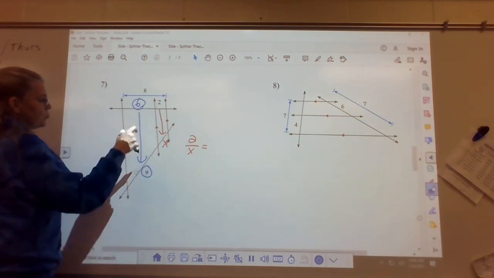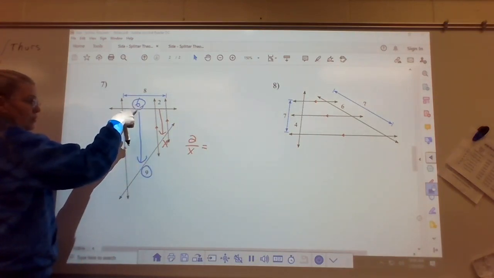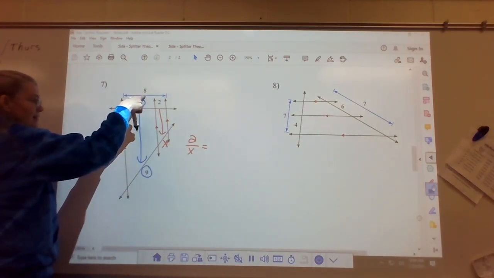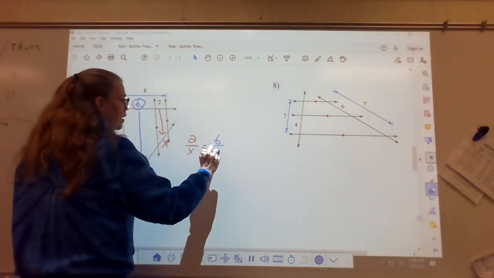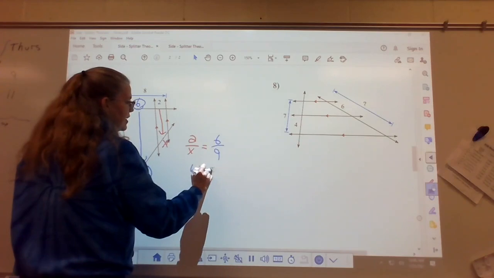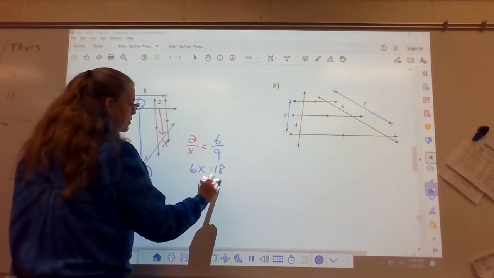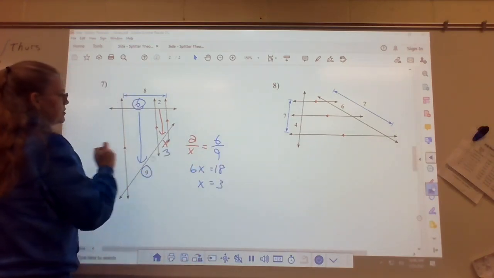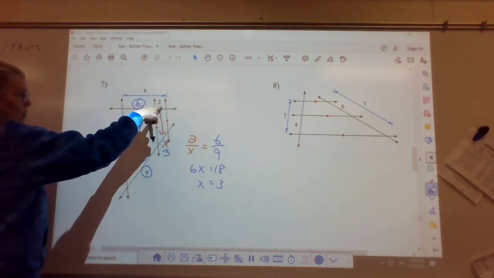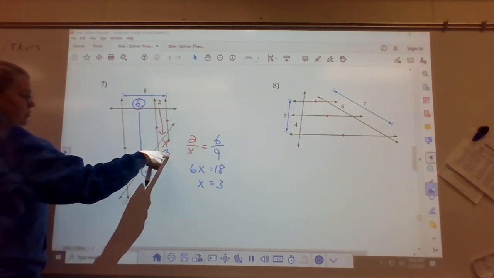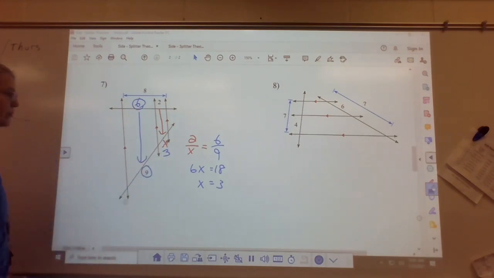So this one was a little bit tricky because I had to find that missing number. The 8 didn't really help me in the proportion. So 6 over 9. 6x equals 18, x equals 3. So this missing piece is 3. 6, 2. 2 times 3 was 6. 3, 9. 3 times 3 is 9. So it makes sense.